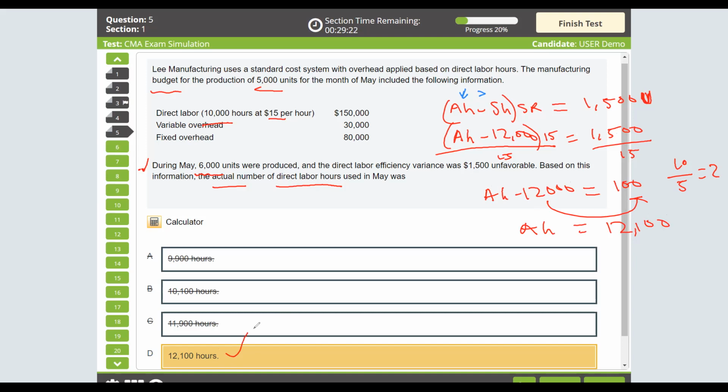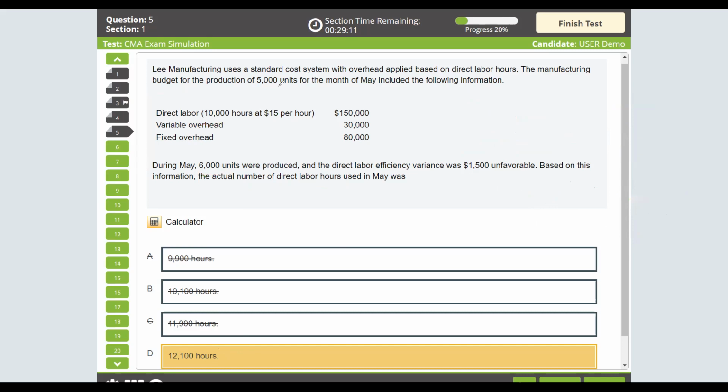But for the sake of understanding, that's why I demonstrated it. If I were doing this on the CMA exam, I wouldn't spend time to continue to do any further calculation. Let's move on to the next one, which is question number 6 here.